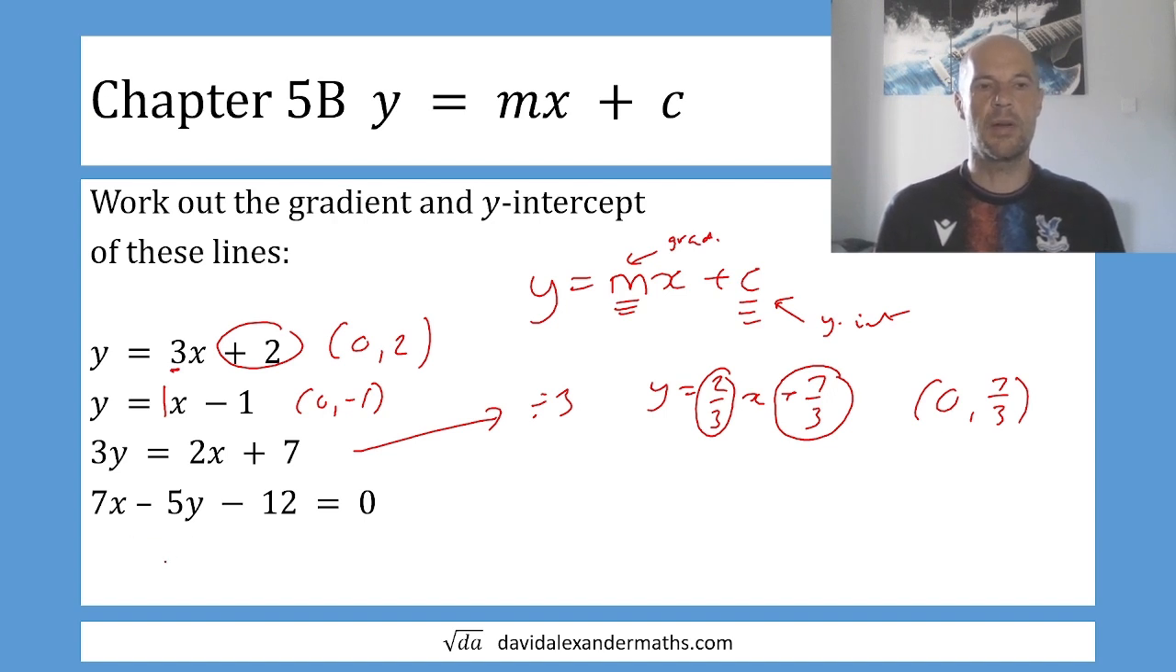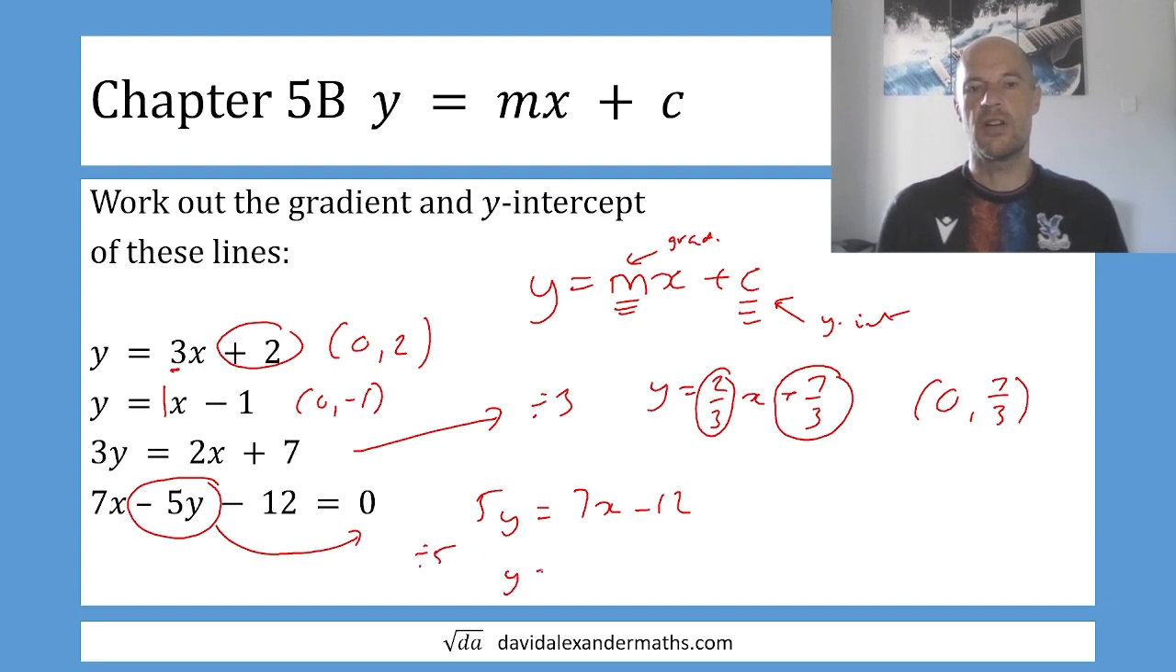Okay, so for this one, this one's all over the place. First of all, I want to make y the subject, and the easy way for me to do that is just to pull that over here. So I'm going to have 5y equals 7x minus 12. Well, actually, it would be 7x minus 12 equals 5y. I've just reversed it all round. Now I'm going to divide through by 5. So y is 7/5 x, take away 12/5. So the gradient is 7/5, and the y-intercept is -12/5, or the coordinate (0, -12/5).